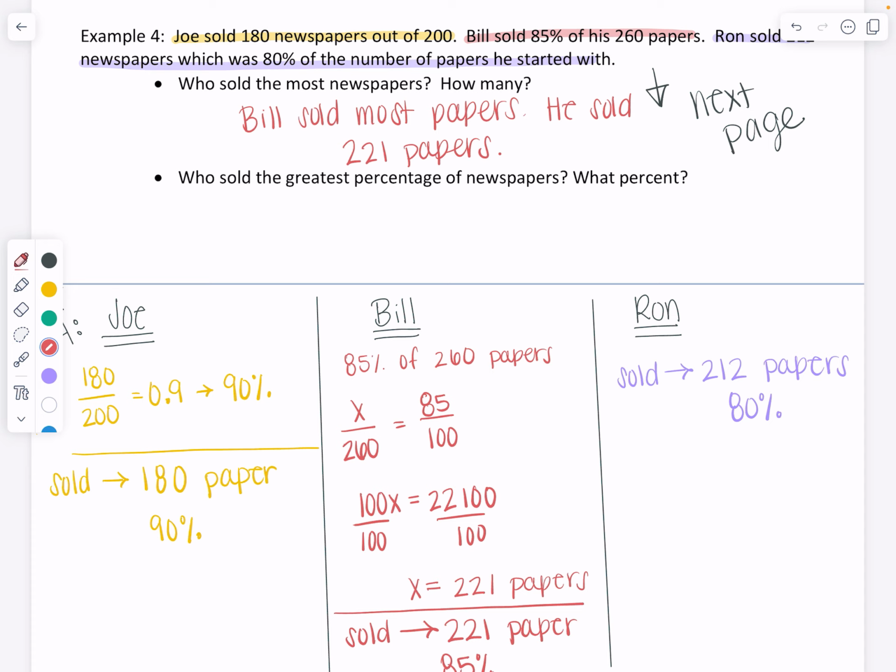Who sold the greatest percent of newspapers? Well, for whatever reason, they didn't all start with the same amount of papers. And the biggest percent would be Joe. Not the most papers, but he sold the most percent of his papers. And so Joe sold the greatest percent. He sold 90% of his papers.